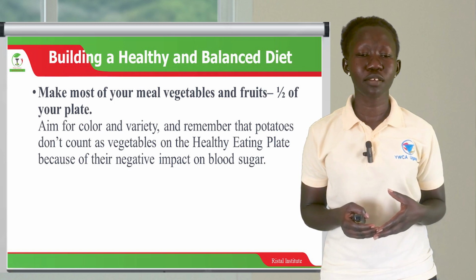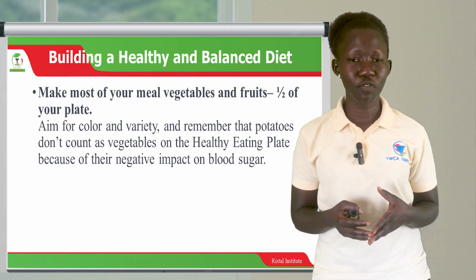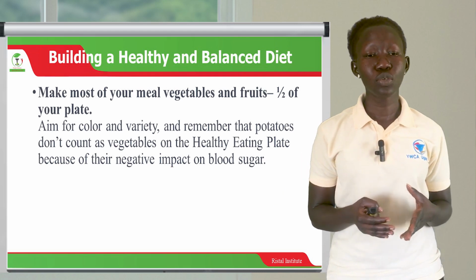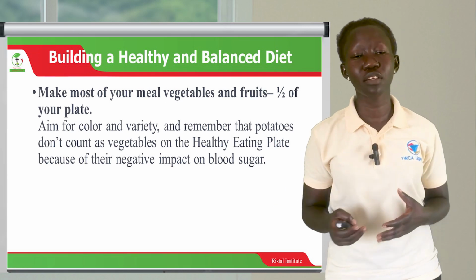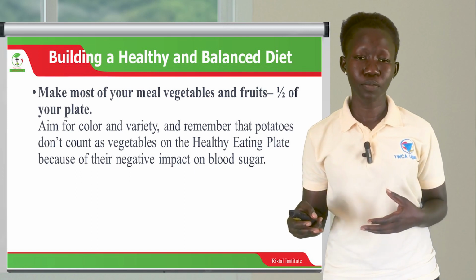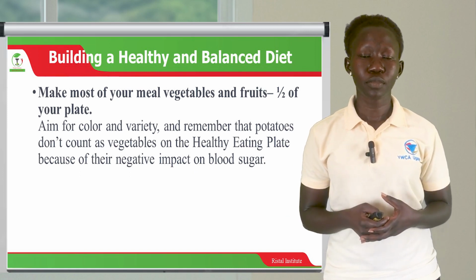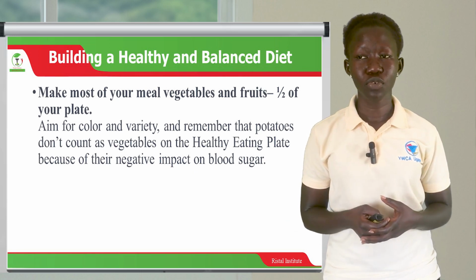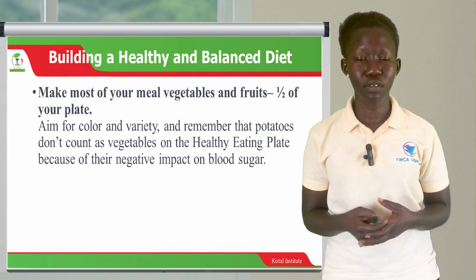We made sure that as we consume our fruits and vegetables, we have to emphasize color. We have to aim for color and variety. Do not eat only one kind of fruit or one kind of vegetable. You have to balance. If today you've eaten maybe cabbage, tomorrow you eat another green.